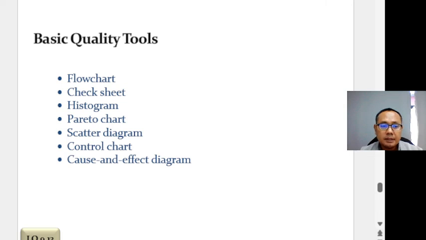The first you can see is the flow chart, a visual representation of a process. And then the check sheet, a simple tool frequently used for problem identification. And then the histogram can be useful in getting a sense of the distribution of observed values. Among other things, one can see if the distribution is symmetrical, what the range of values is, and if there are any unusual values.